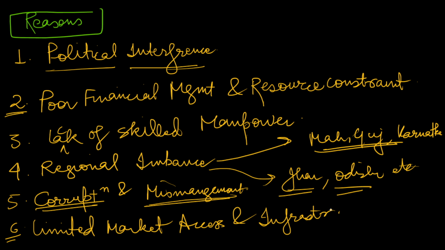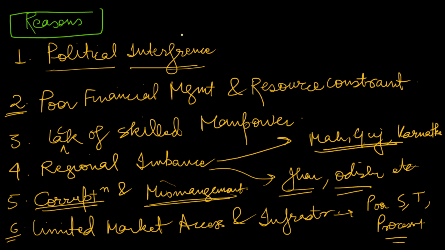Limited market access and infrastructure. Many cooperatives fail to integrate with national supply chains. They face problems with poor storage, poor transportation, and poor processing facilities. So all these things also add up to the problems that can be written.